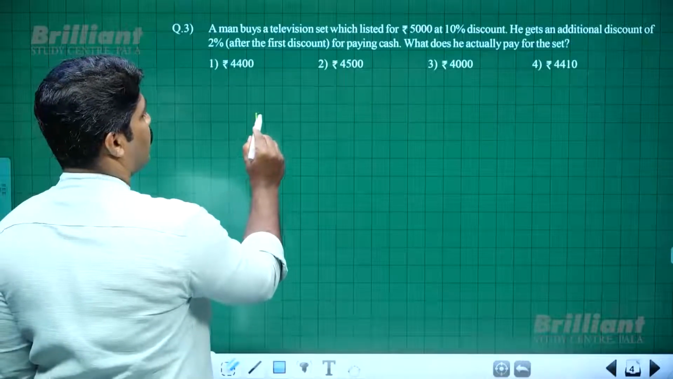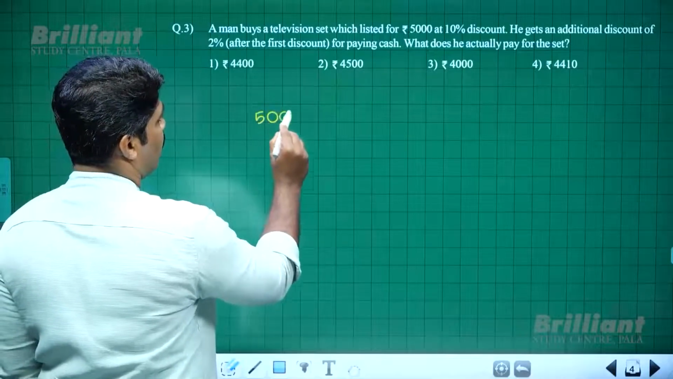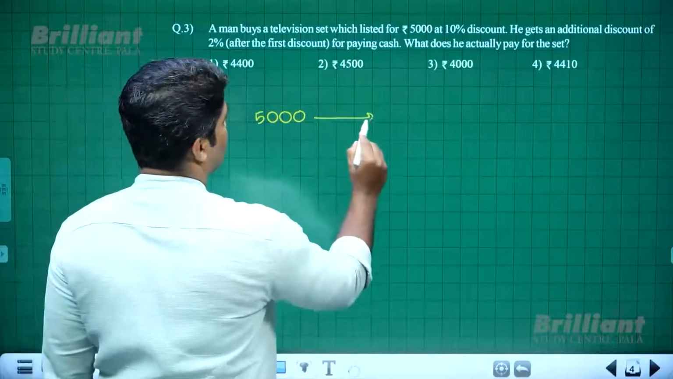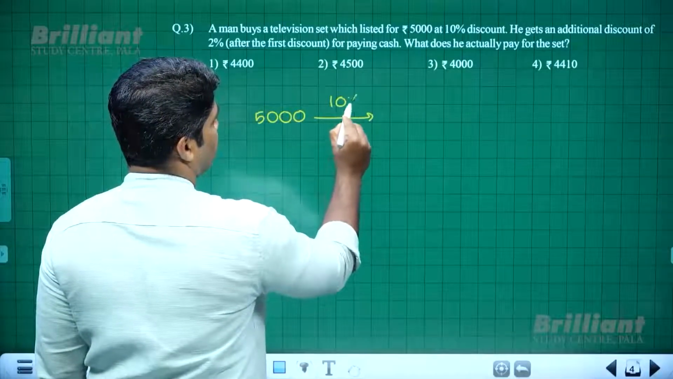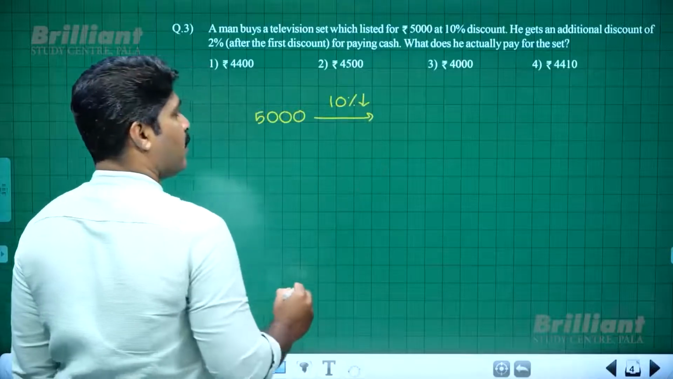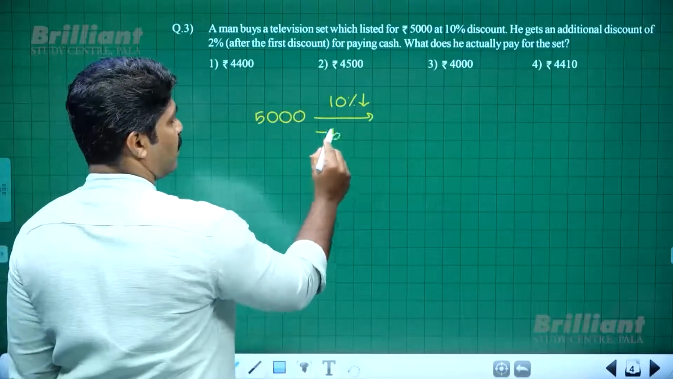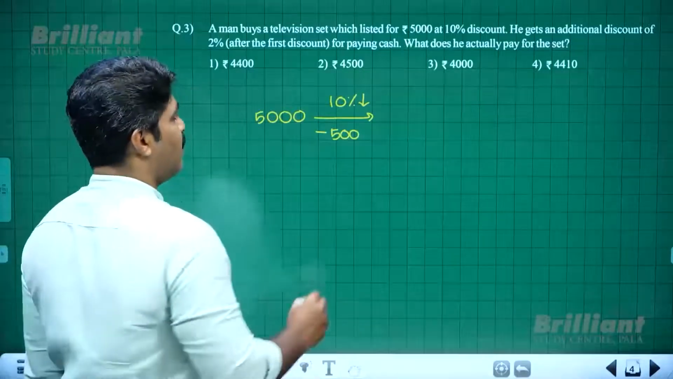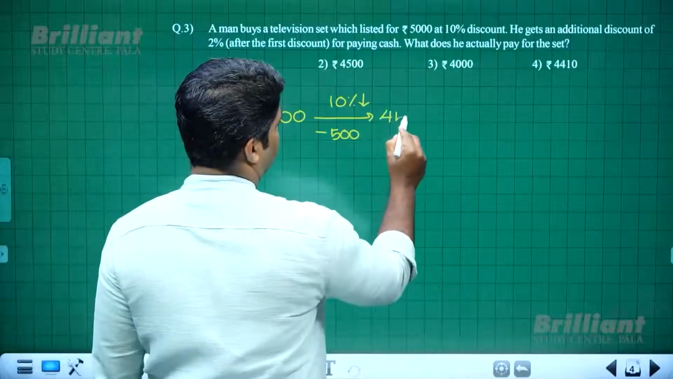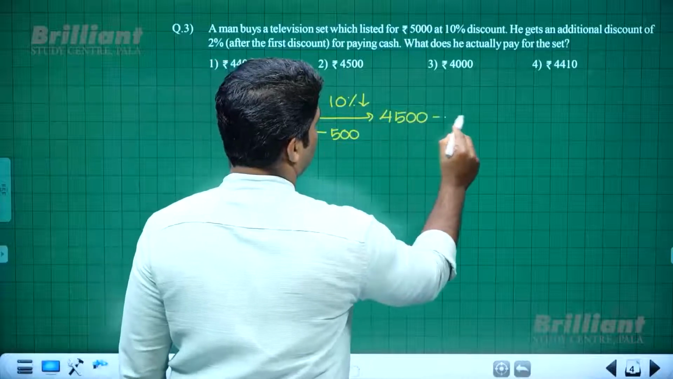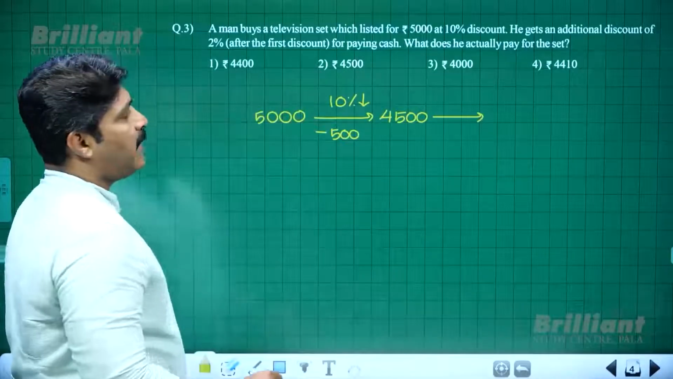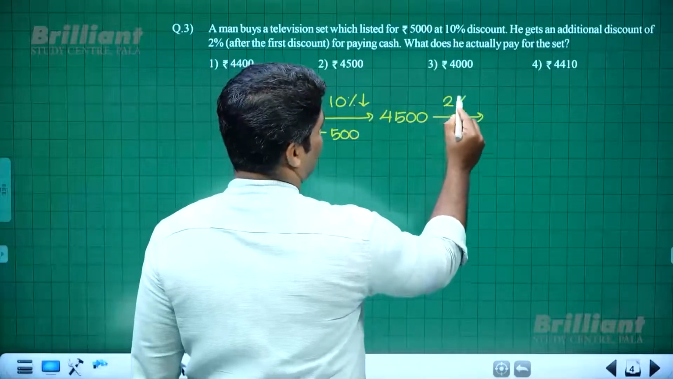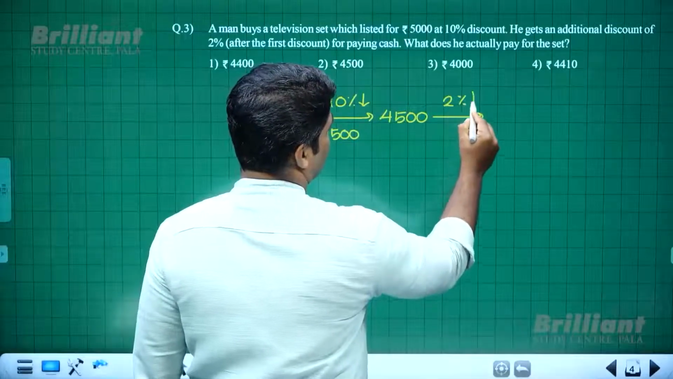So here, first we consider the listed price. That is 5,000. This person enjoyed a discount of 10%. That means we have to subtract 10% of this value, which is equal to 500. Therefore the remaining amount is 4,500. At this point he received an additional discount of 2%.